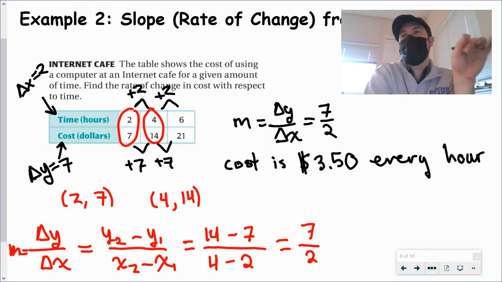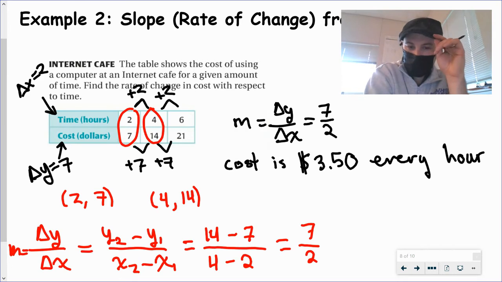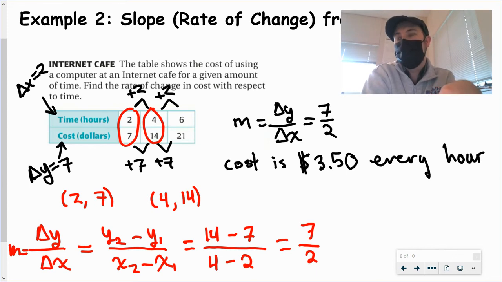Two and four are both x values. That's true. And 14 and 7 are both y values. And notice how careful you have to be. You can't do 14 minus 7 and then do 2 minus 4. That would be wrong. You can't do 7 minus 14 and then do 4 minus 2. That would be wrong. You have to keep the order preserved, and you need to keep only y's in the numerator and only x values in the denominator. Very important.